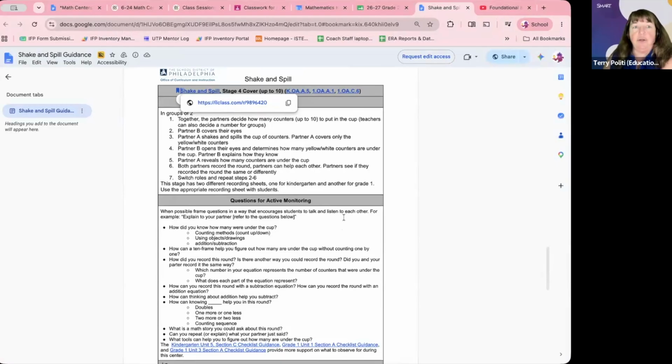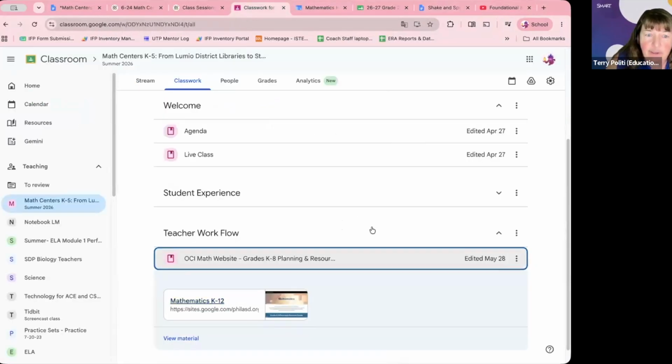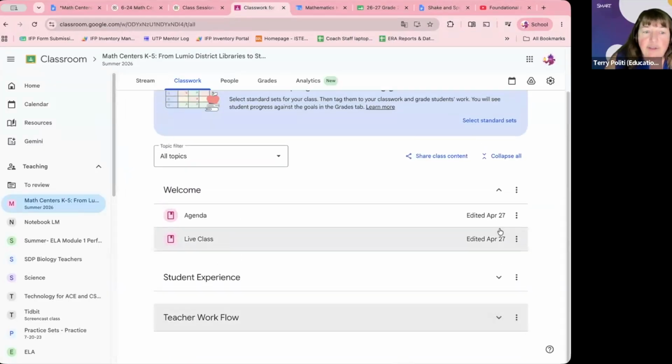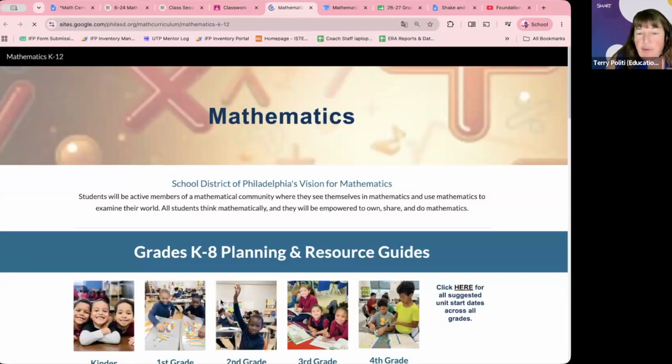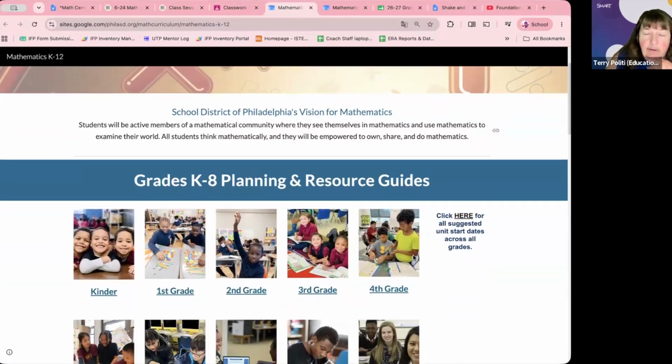So go back to your Google Classroom tab. I'll do this slower now. Hopefully you're still in the classwork tab, and you're going to scroll down till you see the teacher workflow. Inside there is the direct link right to the OCI math website. Click on that. It'll open up in a new tab. And all of these have been updated for the 26-27 school year.